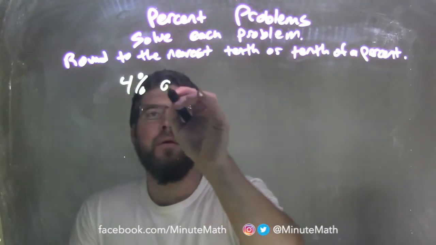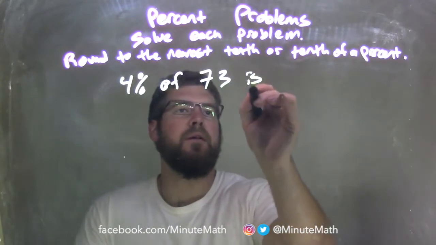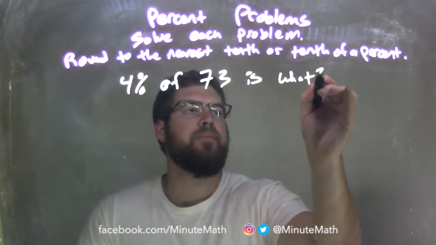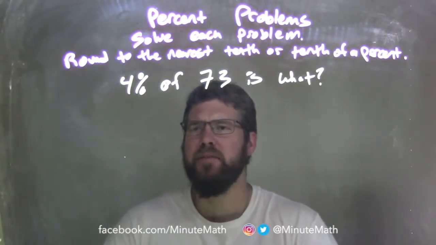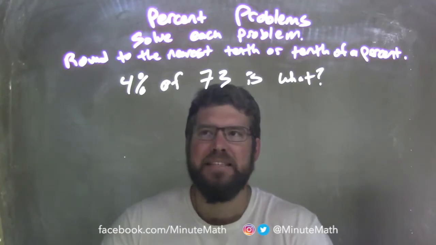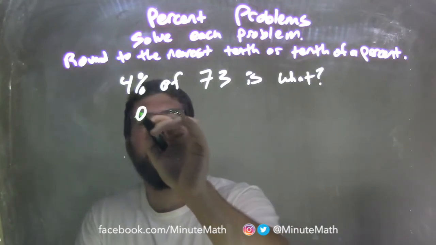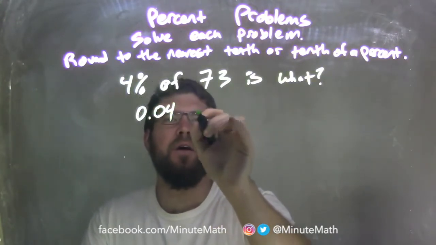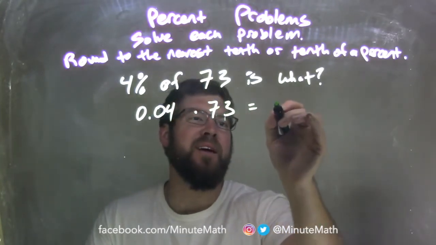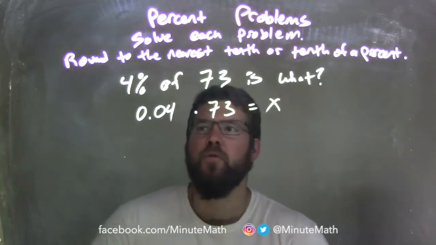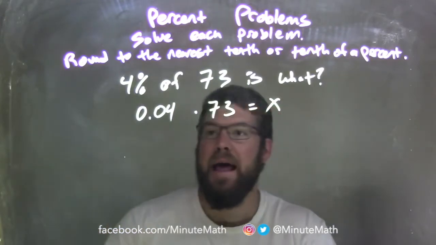4% of 73 is what? Okay, so 4% of 73 is what? Well, I'm going to convert that 4% to a decimal. So really, what I can do is write 4% as a decimal, 0.04, hopefully you can do that fast. So 4% of 73, times 73, is what? That's what we want to find, that x. So 4% or 0.04, converted in our first step here, times 73 is what? x.